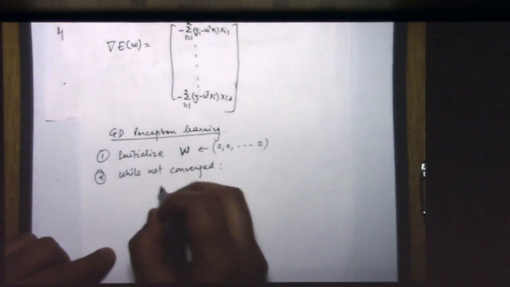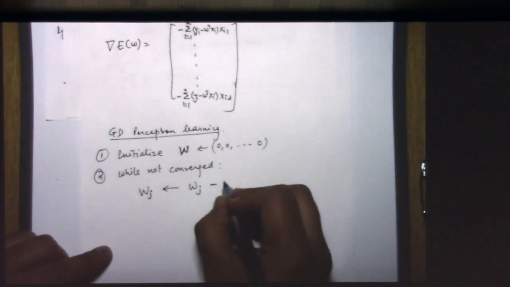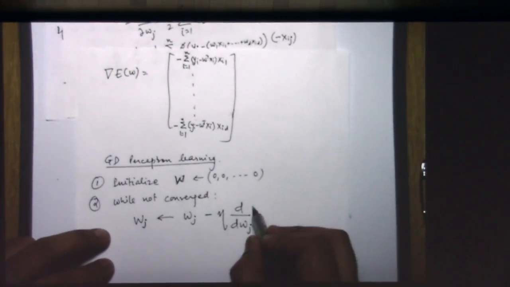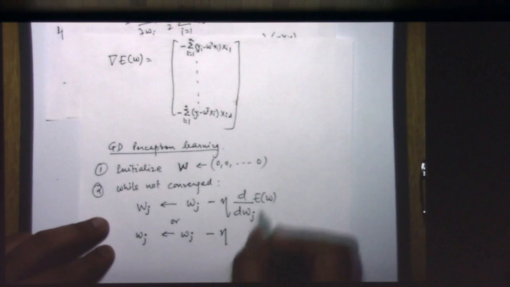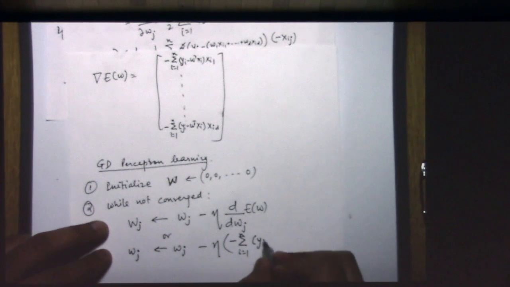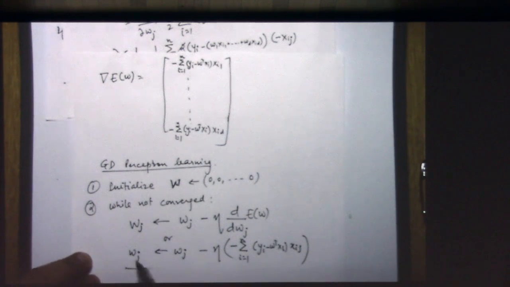While not converged, what we will do is we will say Wj is equal to the old Wj. So Wj is essentially the jth entry from this weight vector, minus eta times the derivative d/dWj of E of W, because I derived this. So this is our update rule for every entry of this vector.